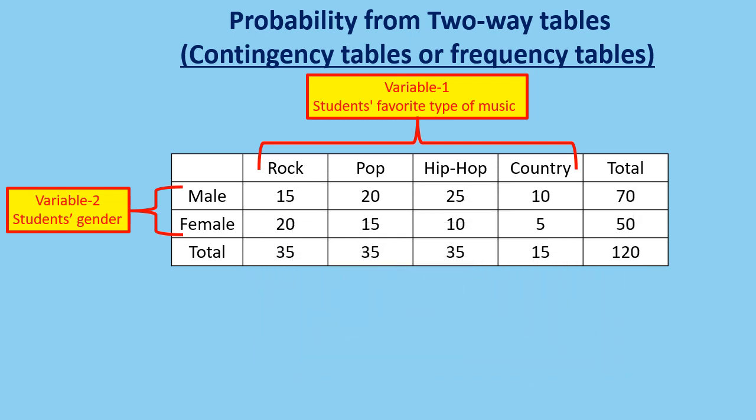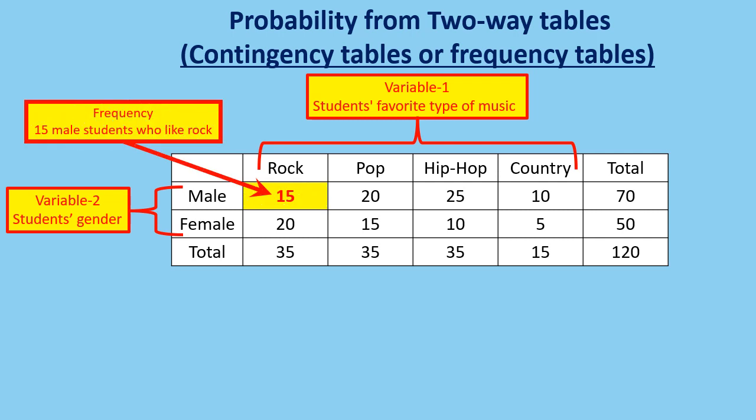Either option is acceptable. The sum of each column is shown in a row at the bottom of the table, and the sum of each row is shown in a column on the right. And the cell at the bottom right corner of the table displays the grand total, which is the sum of all the cells in the table that represent the number of survey participants, in our case, the 120 students. The number in each cell represents the frequencies or the counts for each category combination. For example, we put 15 in the cell where male and rock meet because there are 15 male students who like rock music.